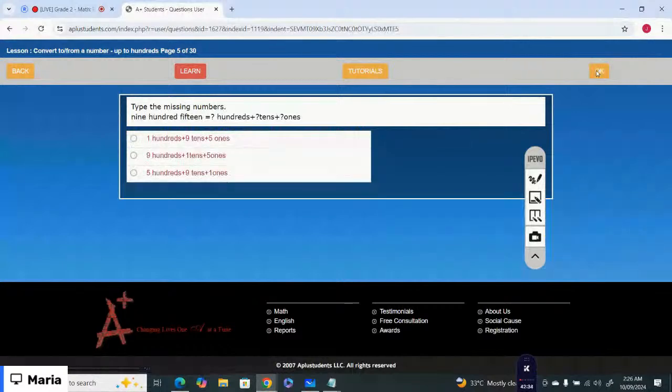Type the missing number 915. So which digit is at the hundreds, tens and ones? Very good. That is 9 hundreds, 1 ten, and 5 ones. Option number 2 is the correct option.